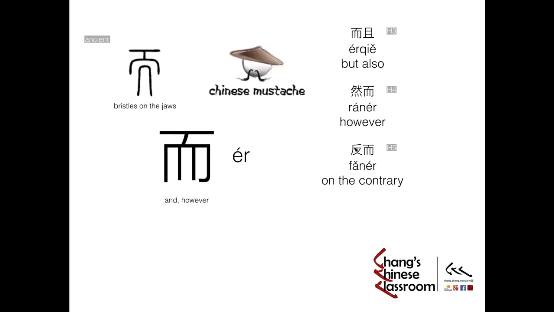And 反 means opposite, so 反而 means on the contrary. And the last one, 因 means because, so 因而 means as a result. Okay, you got the reason and you want to proceed talking about something more about it, so as a result.